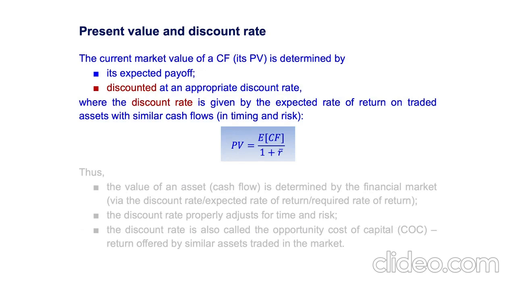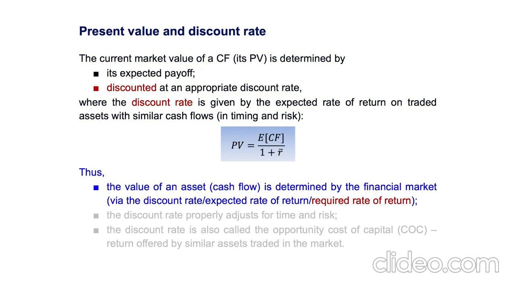From the two examples, we can generalize. The current market value of a cash flow or its present value is determined by two factors. First, its expected payoff. Second, an appropriate discount rate, where the discount rate is given by the expected rate of return on traded assets with similar cash flows in both timing and risk. In particular, the present value of a cash flow is given by its expected cash flow discounted at an appropriate discount rate, R bar.